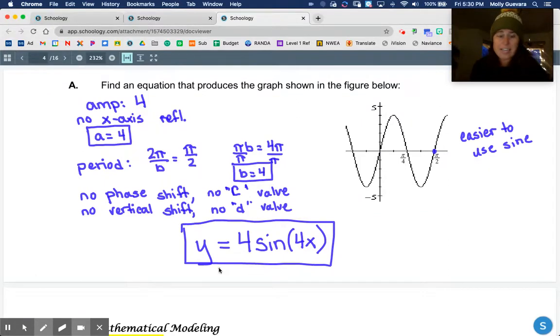All right, you guys, that is it. We are not going to do the mathematical modeling problem on the next page. So we are done with 4-5.